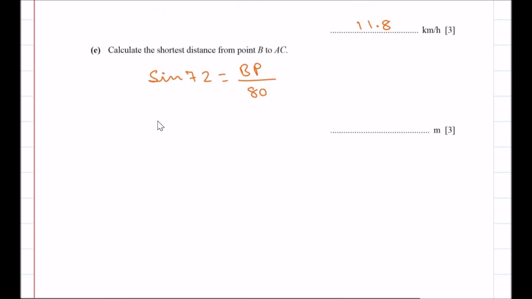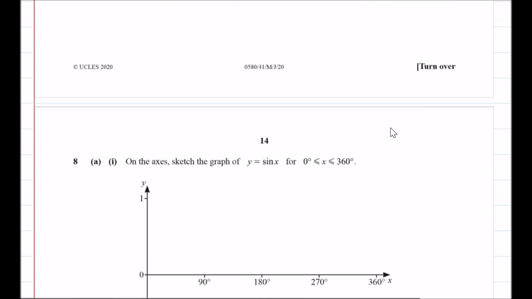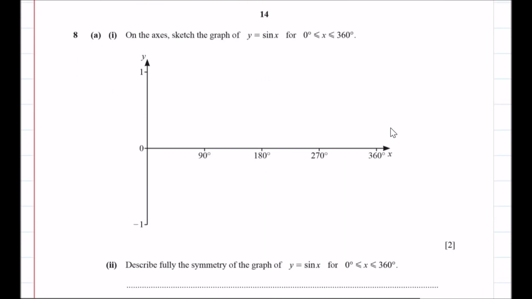So now let us solve for BP. So BP equal to 80 times sine 72 degrees, that is 76.08 and so on. So the answer will be 76.1 meters. Okay. So we are done with this part. Next, question number 8.